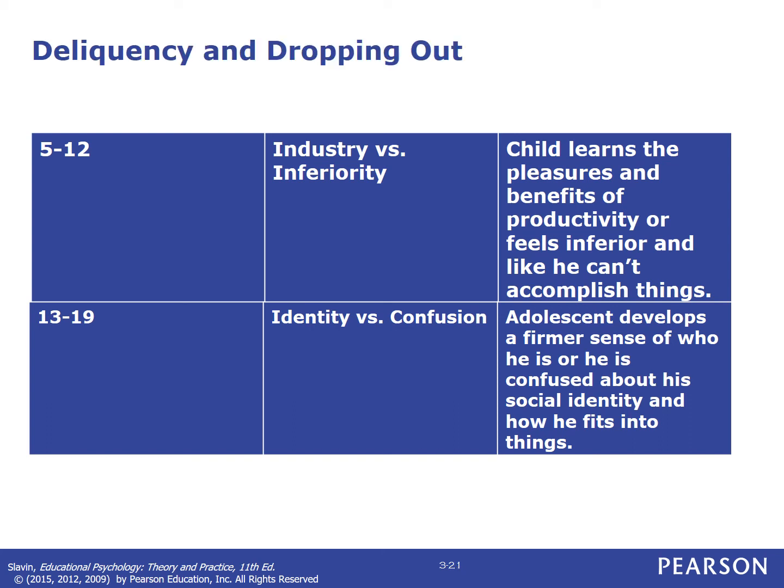Delinquency and dropping out are another social emotional problem that may be connected to Erikson. If a child feels inferior, or confused about identity, then they're going to start to feel like school is a waste of time. Why go? They're going to start to have delinquency issues, and after a while it's harder and harder to catch up, and it could be that they drop out.